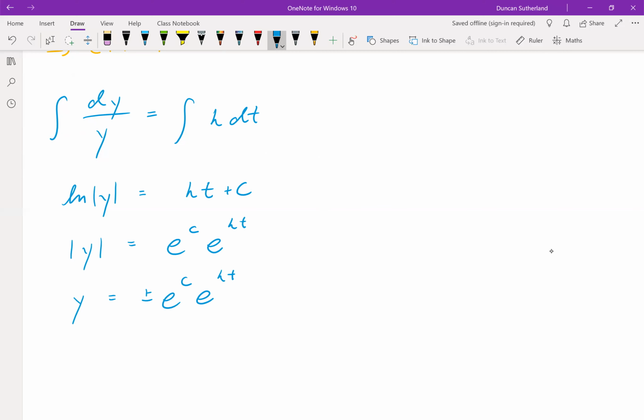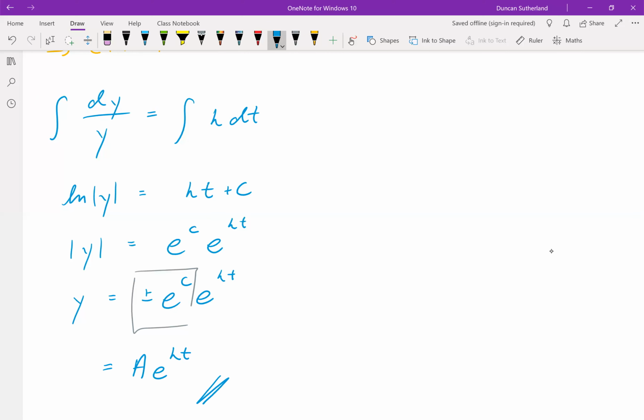One can think of the absolute values as either giving a plus or being a multiplication by plus or minus 1. So if the argument of the function's negative, then you multiply by minus 1. If the argument of the function's positive, you multiply by plus 1. That doesn't really matter because this thing here, plus or minus e to the c, is a constant. So we write things like a e to the kt, where a is our constant of integration. So that's, if you like, the proof of this solution to this problem. And that's all you have to really know.